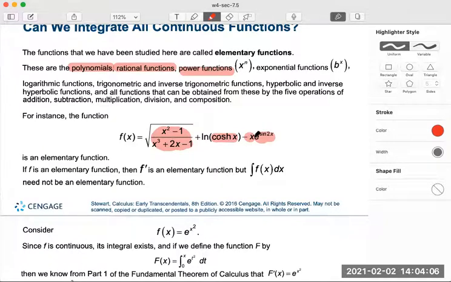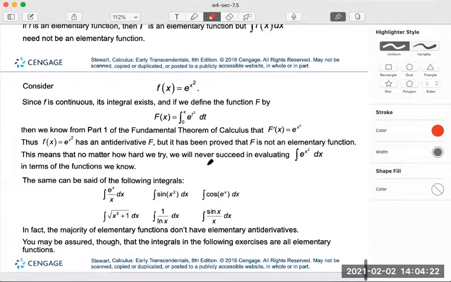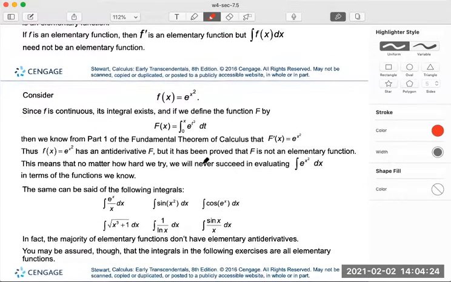So for elementary functions, the first derivative of these will also be an elementary function. However, the integral of these may not be an elementary function. Okay? And these are some more examples. You can read the book yourself.